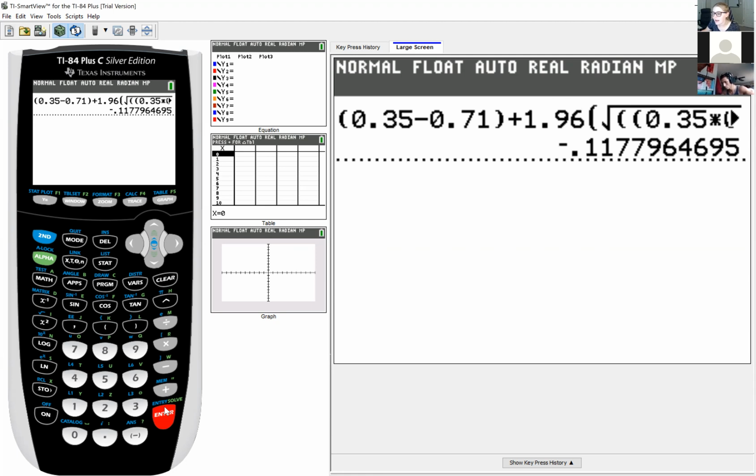Yeah, there we go. Okay, negative 0.11779, which then I just rounded to be negative 0.118.